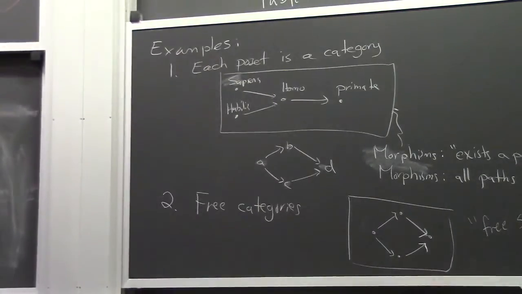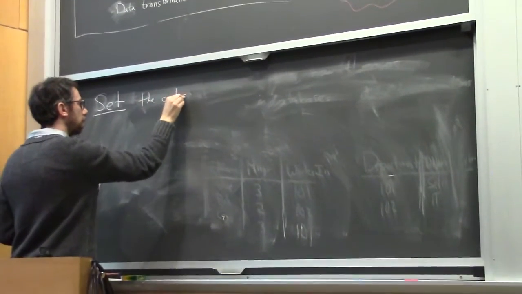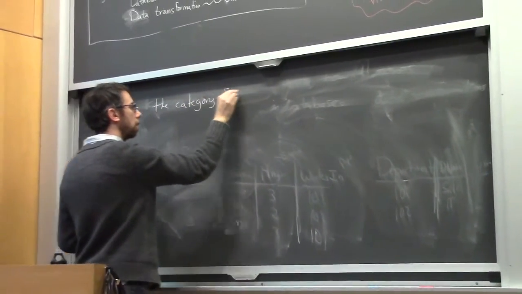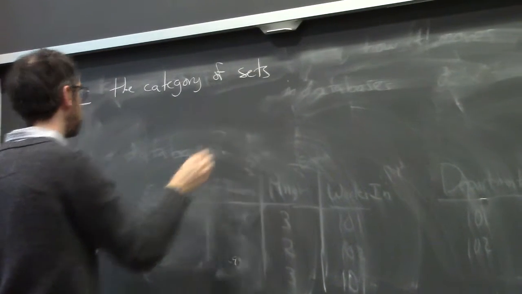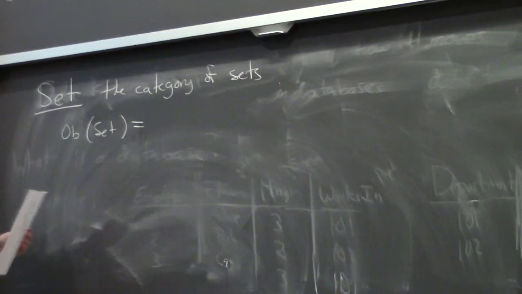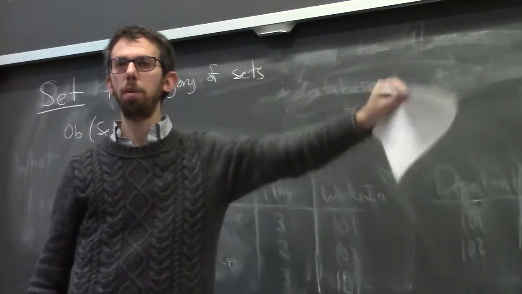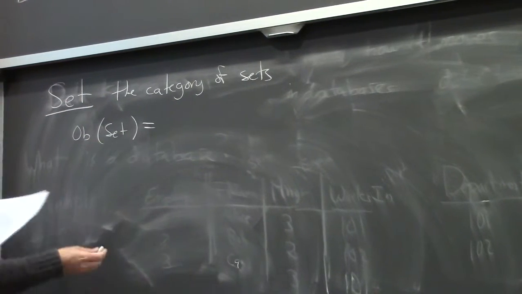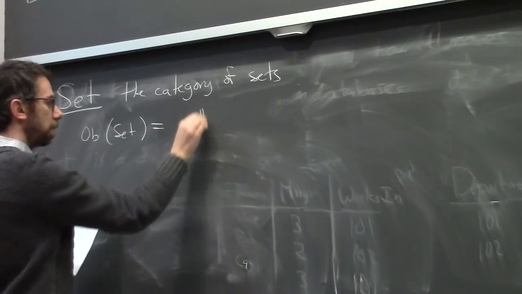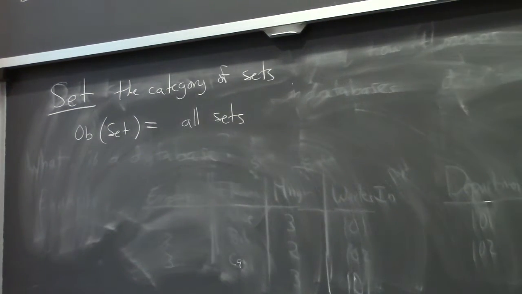Okay, so what's another example? The category of sets. Set, the category of sets. So it's objects. I didn't write ob for each of those, I just told you in words. Ob of that one has 4, ob of that one is 1. Here, ob Set is all the sets. Oh, did I? Oh, I always forget to do this.